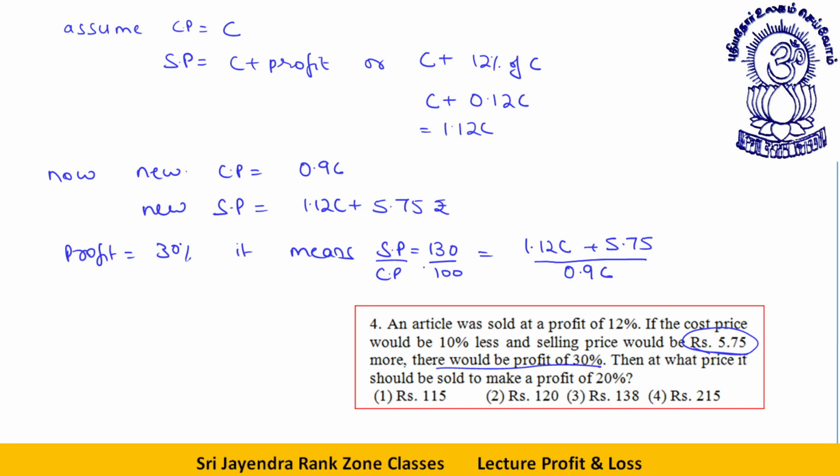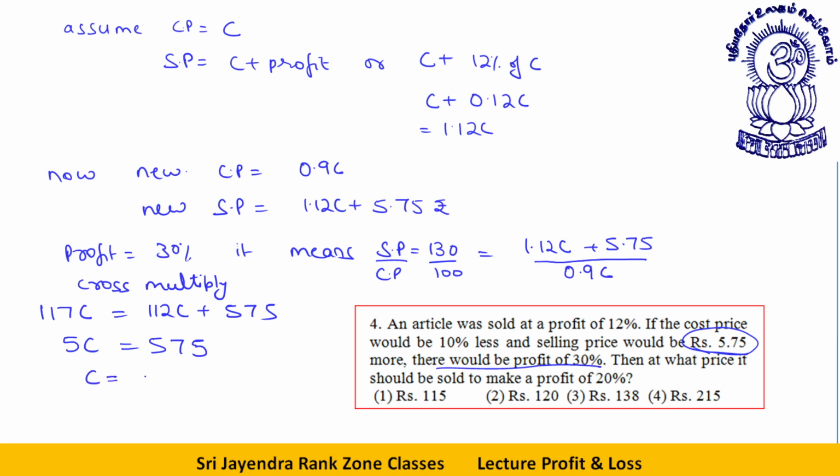So what do I get from here? 130 into 0.9 will give me 117 C, cross multiply. This into this is equal to 100 into 1.12 will give me 112 C plus 575. That way, if this is subtracted from this, 5C is equal to 575. See, the cost price is now 115.